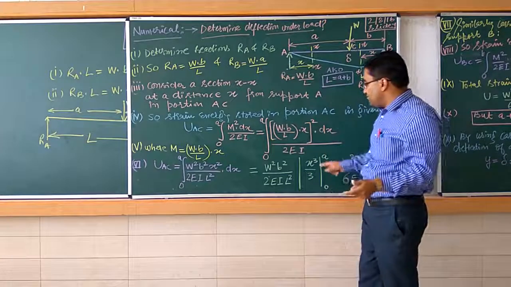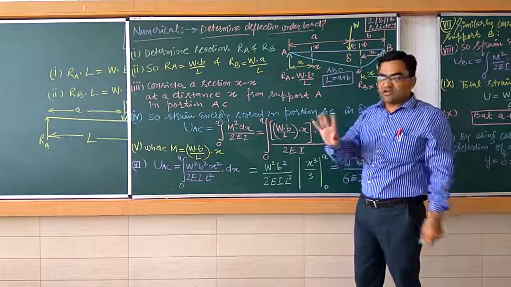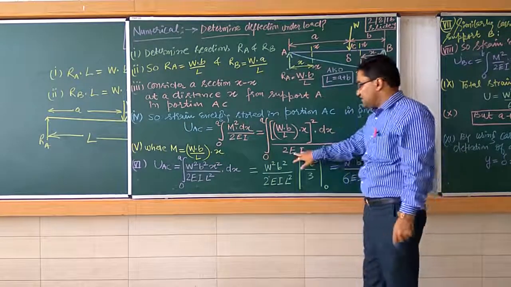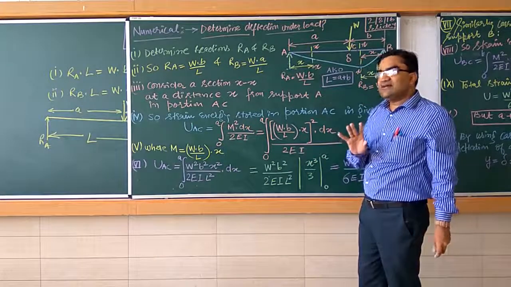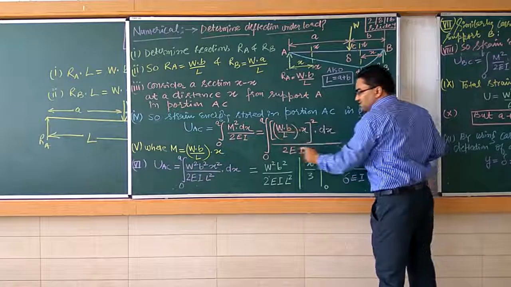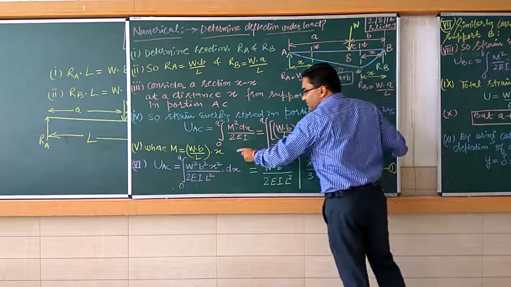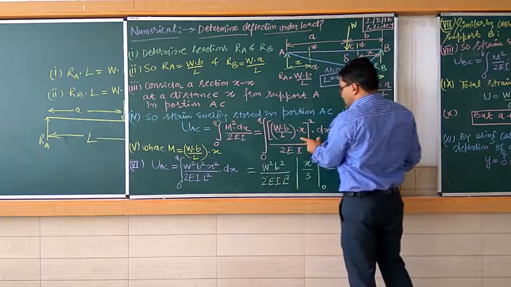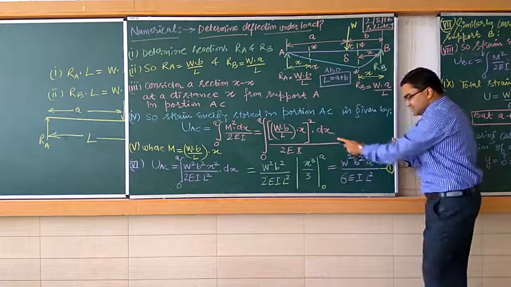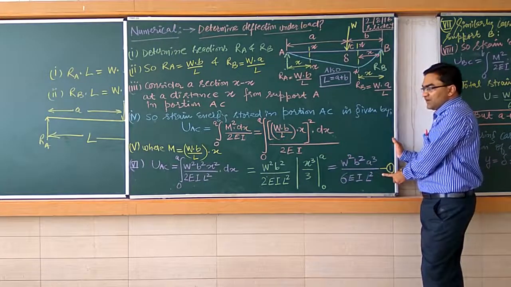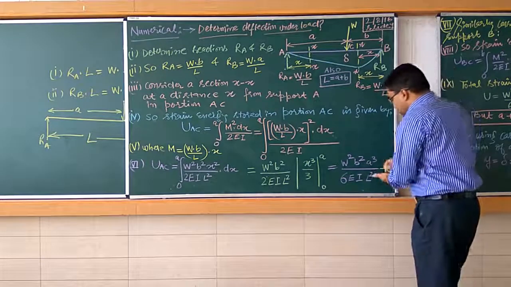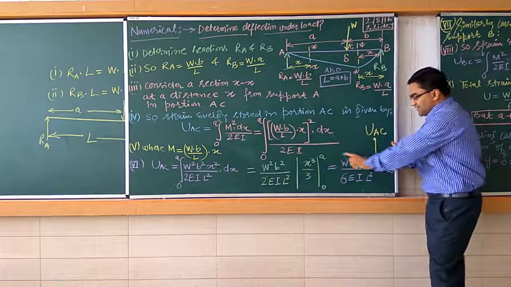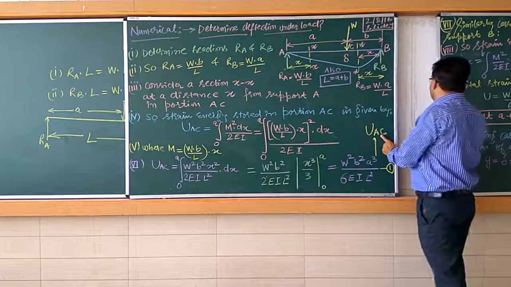E into I, the flexural rigidity, is constant. That is already given in the numerical, that the flexural rigidity is constant. So EI is known as the flexural rigidity, and that is constant. So we will be solving this relationship, and I have already mentioned over here also that capital M is W b upon L into x. After solving and integrating this relationship, we will be getting equation number 1. This is your strain energy for AC, meaning the strain energy stored in the section AC.